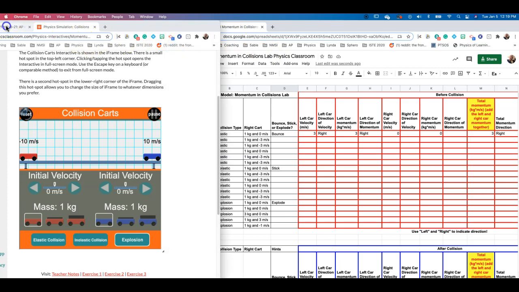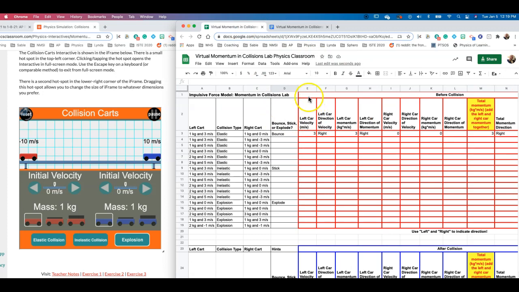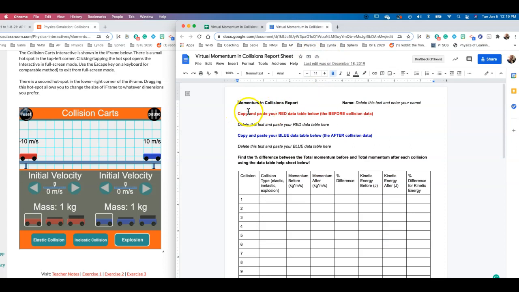The last thing that you'll have to do is go in and fill in the actual report sheet itself, and the report sheet looks like this. It wants you to copy and paste your red data in the red data table below. So you're literally going to go in, grab everything that's red, copy it, and then you're going to paste it into this spot. You'll do the same thing with all your blue data, and then you're going to tell the different types of collision, the momentum before, momentum after, the percent difference, the kinetic energy before, kinetic energy after, and the percent difference for kinetic energy.